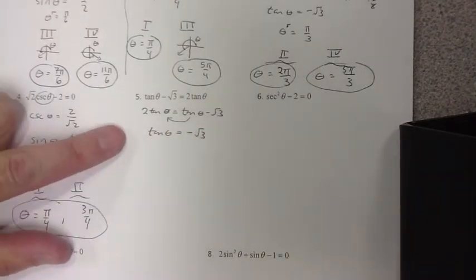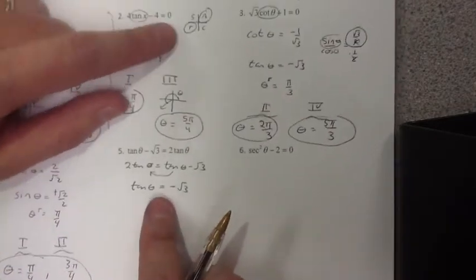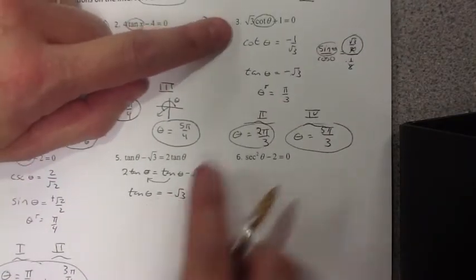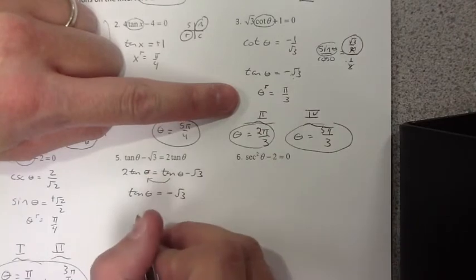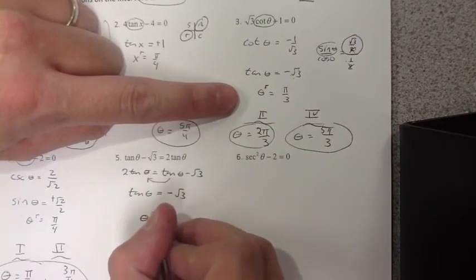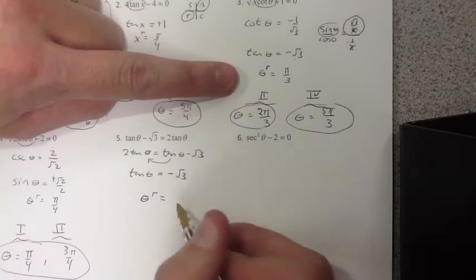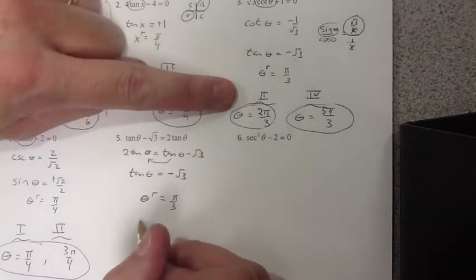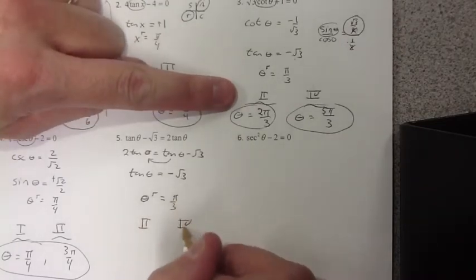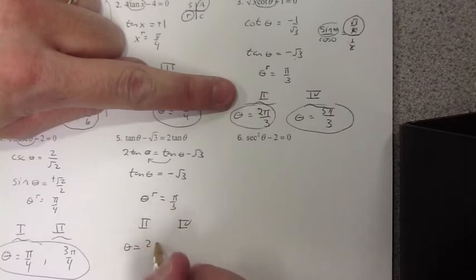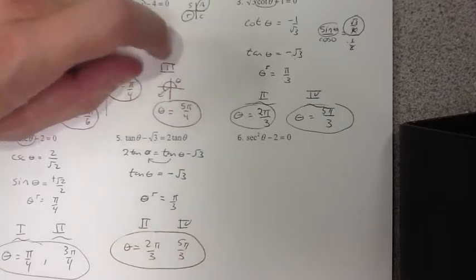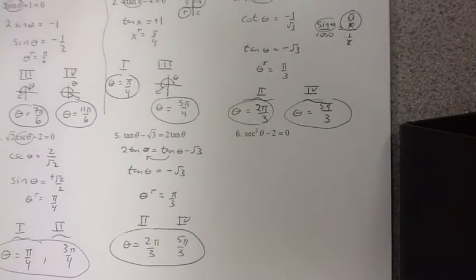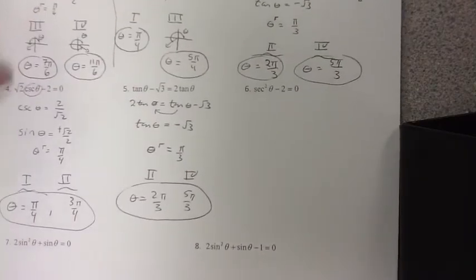And no sense reinventing the wheel. Remember we had that answer from number 3. Remember, tangent of theta equals negative 3. We know our reference angle is going to be pi over 3. And tangent is negative in the second and fourth quadrant. So that's going to give me 2 pi over 3, and in the fourth quadrant, 5 pi over 3. And we're done. Right. Number 6, let's take a look here.